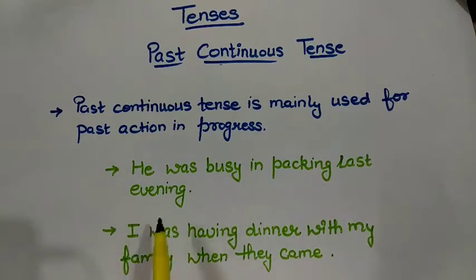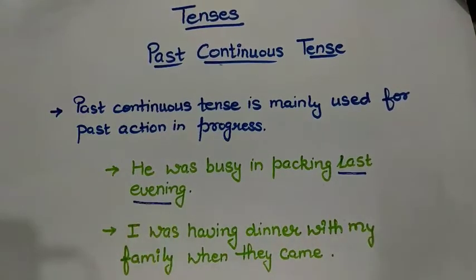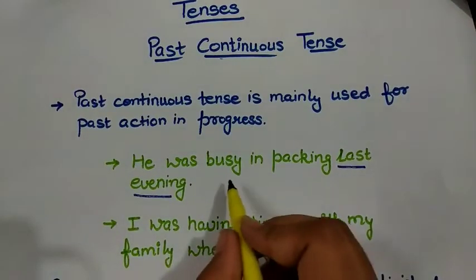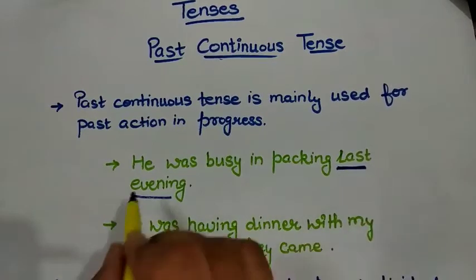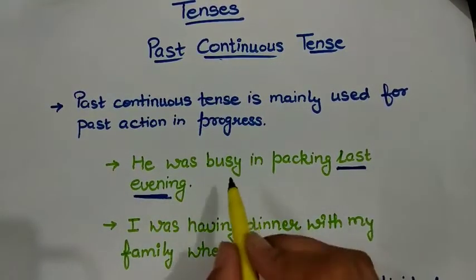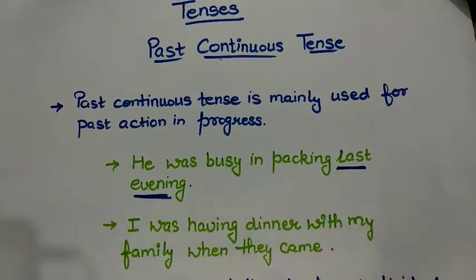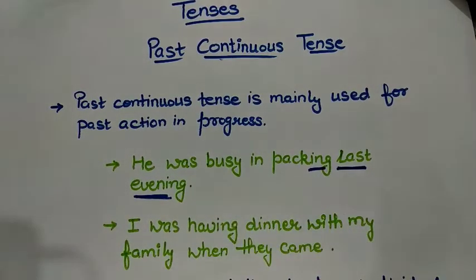Now see, in this example, I am talking about last evening here. And the action was taking place in this last evening. So what I want to convey is that the work was happening in the past. But because it was in process at that time, we have used the ing form here.